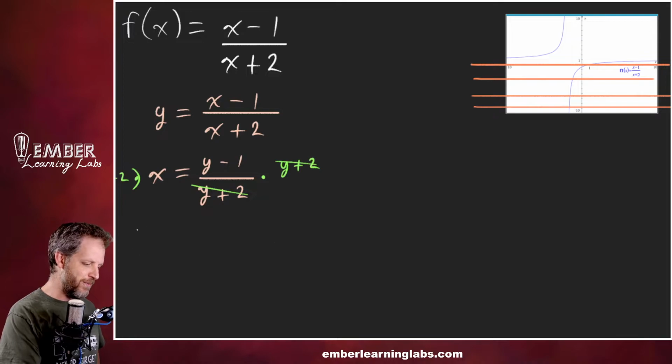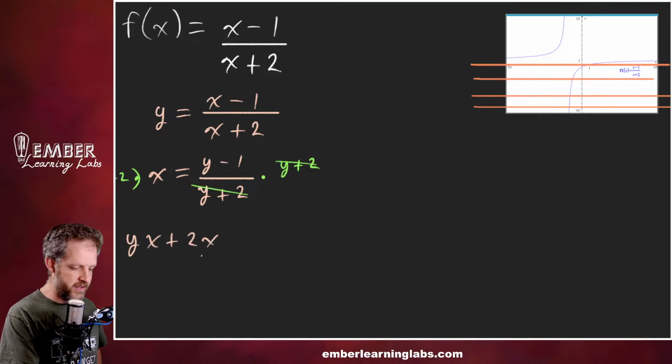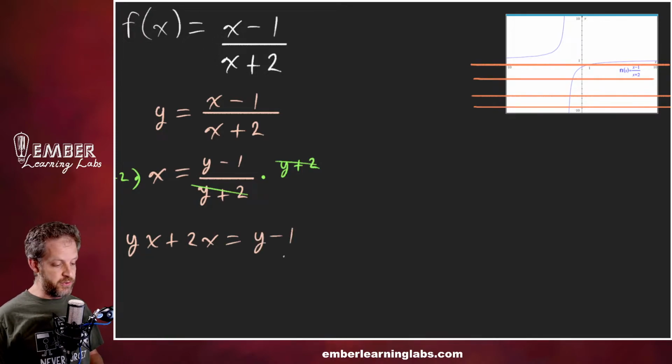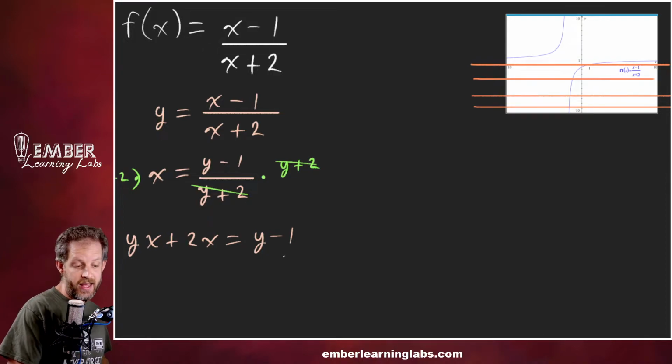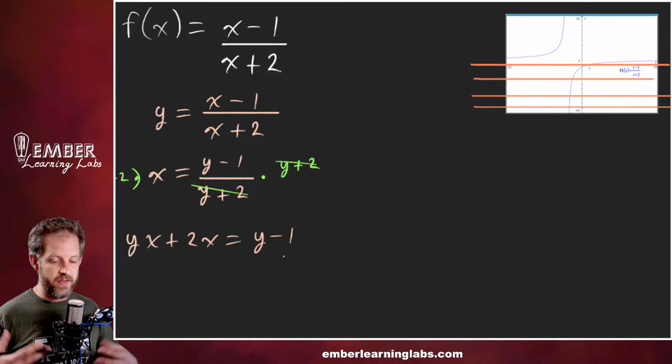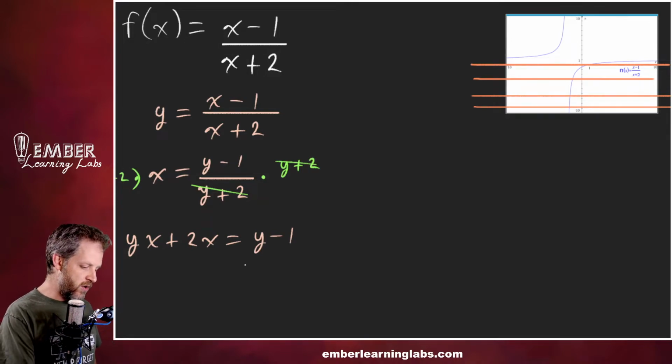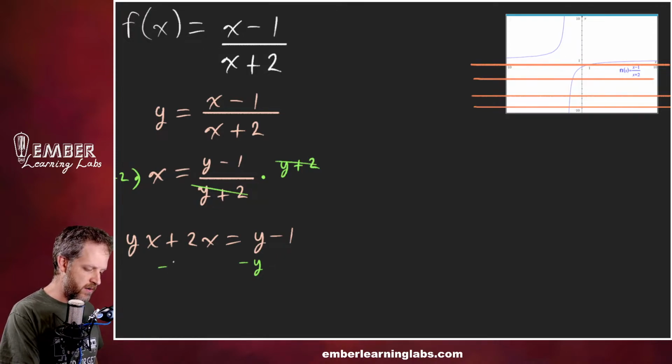So let's keep on walking down. When we distribute this x, we end up with yx plus 2x equals y minus 1. So now what we need to do, we're trying to solve for y, right? So we want everything that has a y on one side and everything that doesn't have a y on the other side, right? So we would subtract this y, do it over here as well, minus y, minus y.